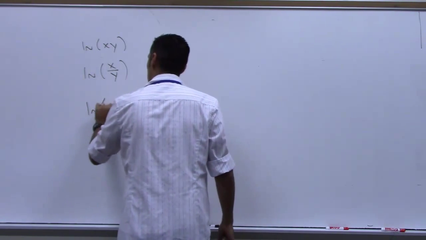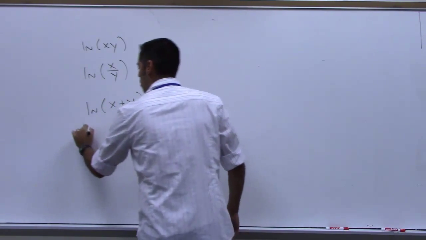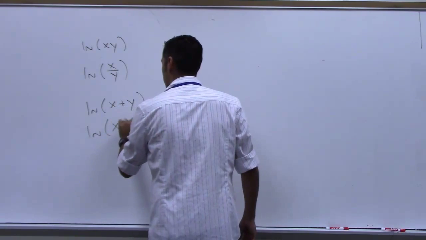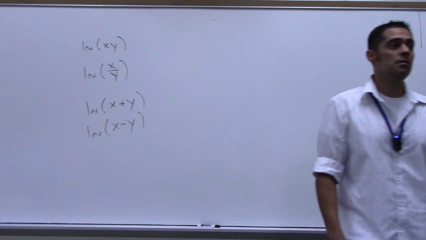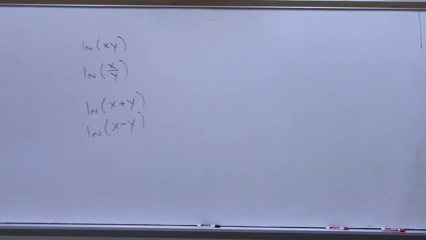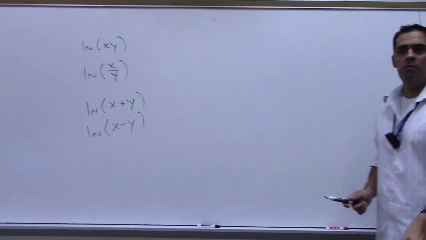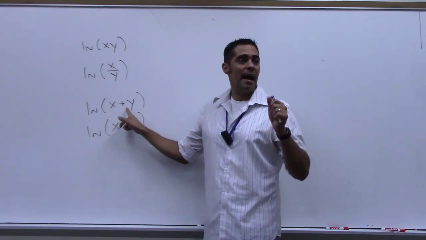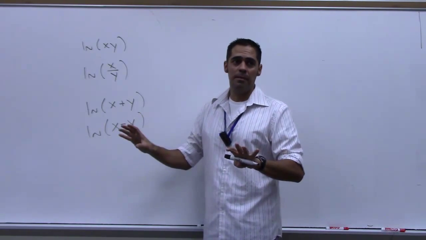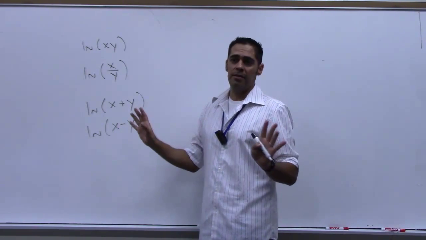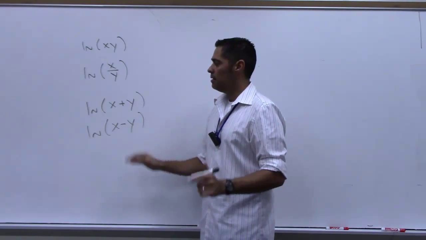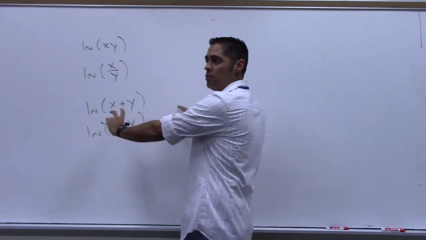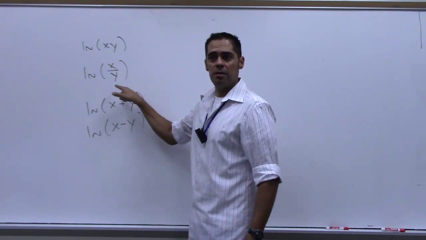Okay, do we have a formula for when there's addition or subtraction inside the log? Is it on your sheet? No. So, if you ever see two things inside of a log being added together, you cannot split them up. That's what it is. They're stuck, okay? The only way you can split a log up into two logs is if there's multiplication or division.